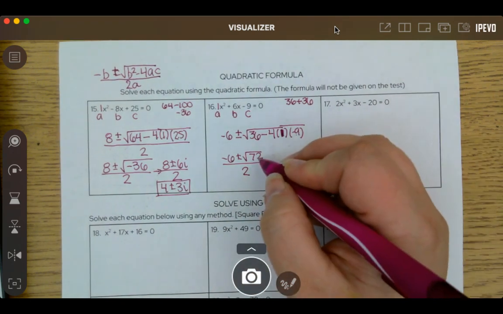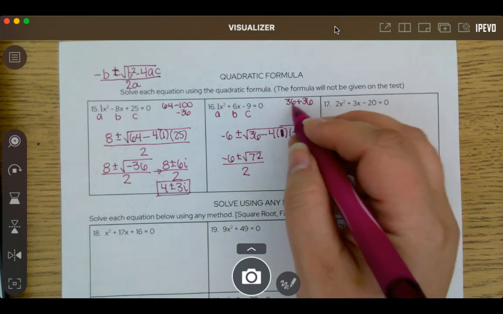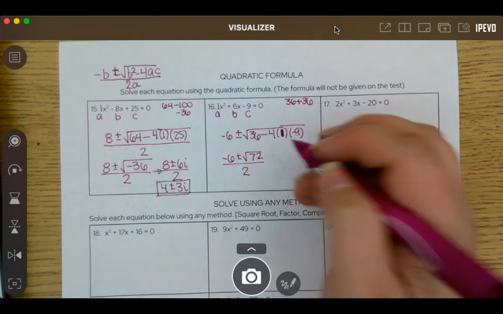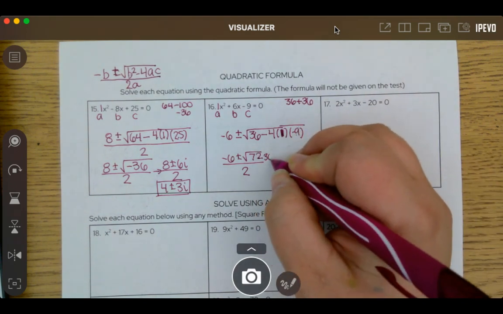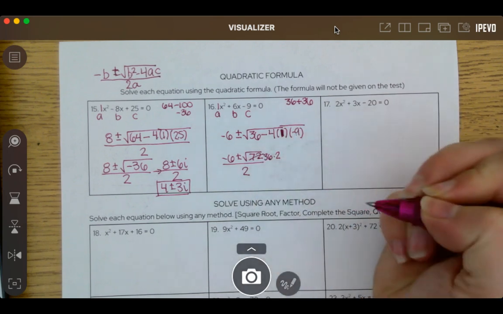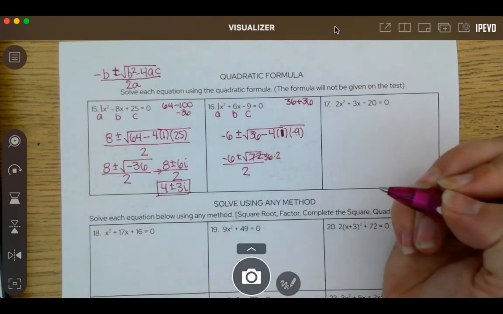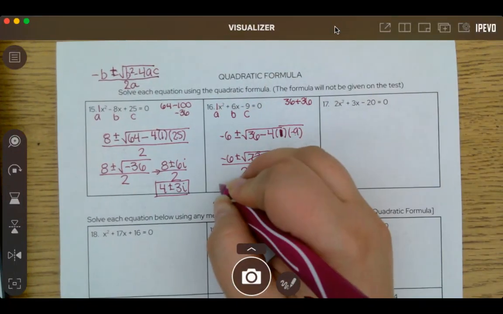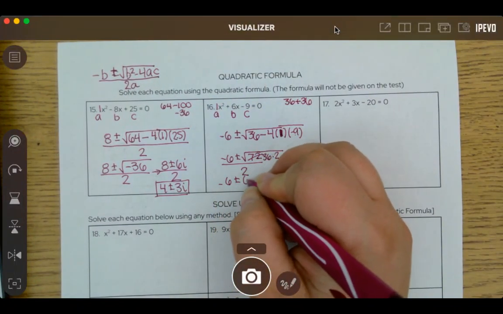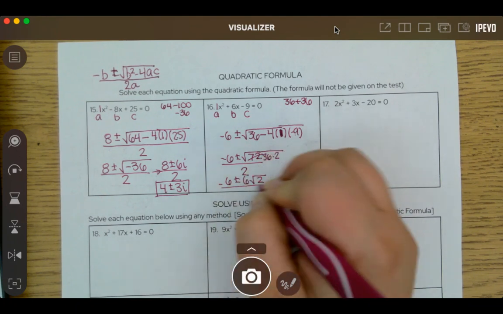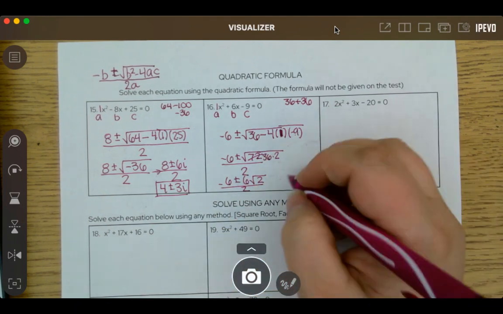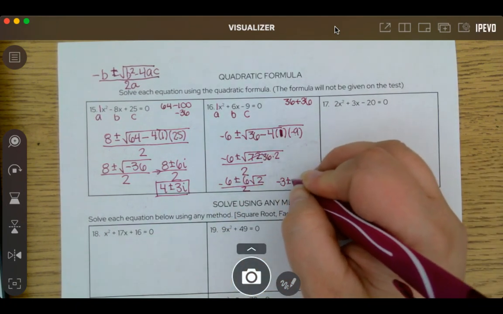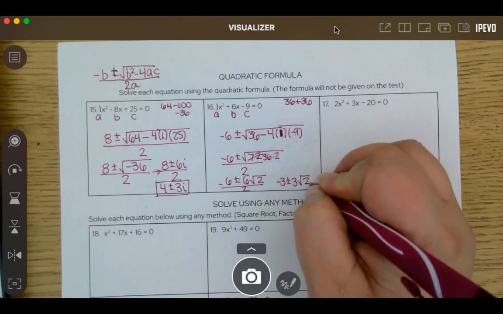And then I already know that 72 is 36 times 2. So if I rewrite this as 36 times 2, then I can do the square root of 36, which is 6. So I get negative 6 plus or minus 6 square roots of 2 over 2. Or negative 3 plus or minus 3 square roots of 2.